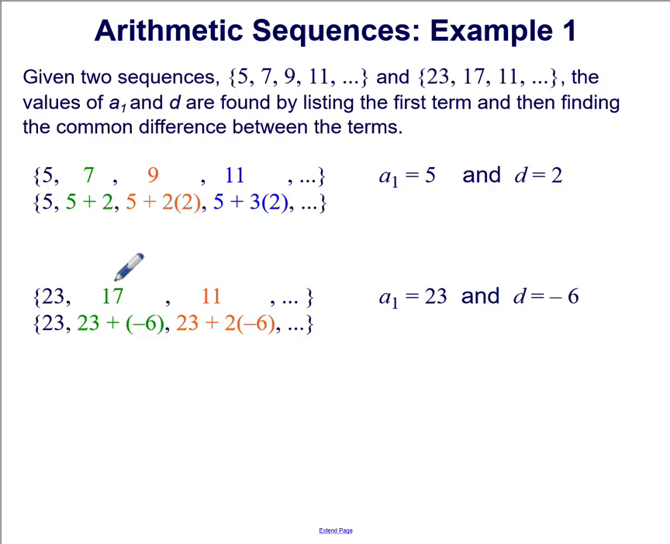We add a negative 6, which gives us 17. The next term is 11. That's found by taking the first term, 23, and adding twice the common difference, 2 times negative 6, which will give you 11. The next term, if we wanted to find that, would be 23 plus 3 times negative 6, which is 5.